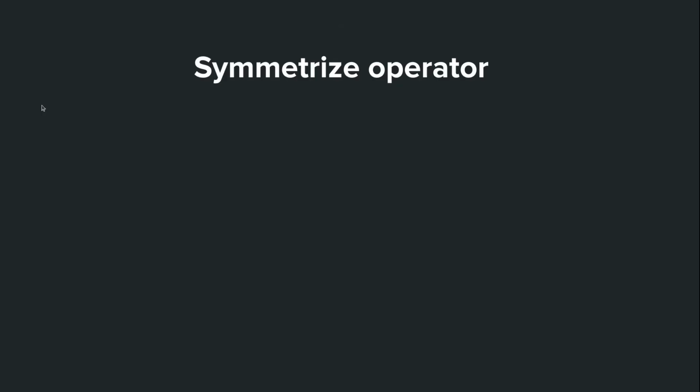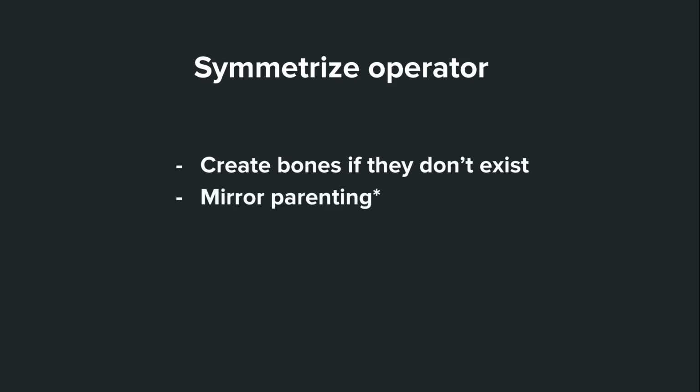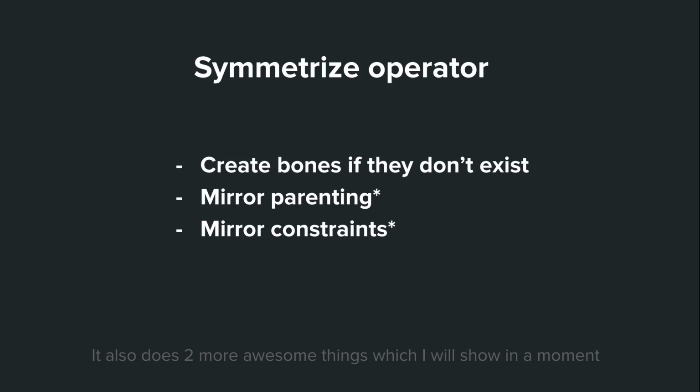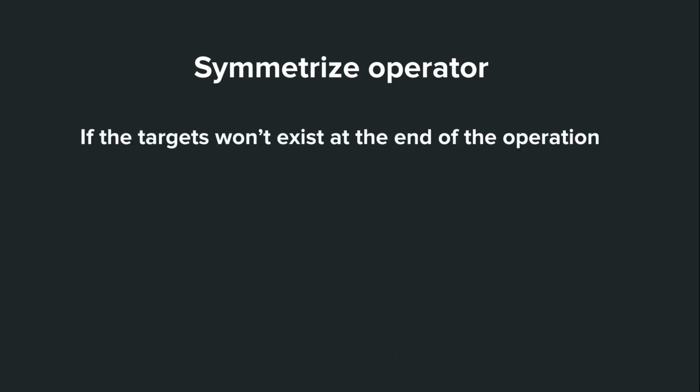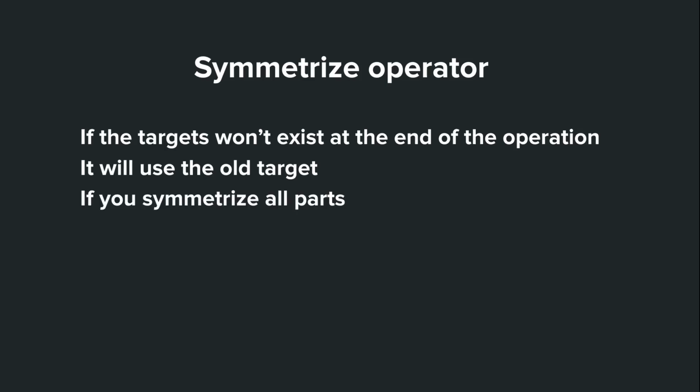Well, as you saw, if the bone doesn't exist on the opposite side, it's going to create it. It's going to set up the parenting and mirror that if it's applicable. And it's going to copy the constraints as well and mirror the constraint targets if that's applicable as well. I have put a little asterisk next to these last two here because Blender is going to do its best with what you give it. It's going to try and symmetrize the parenting and constraint targets, but if those bones don't exist or the targets aren't being symmetrized at the same time, then it can't actually complete that, and it's just going to leave the parenting and the constraint targets the same as the original bone. But if you're symmetrizing everything together, it's going to work as you expect.